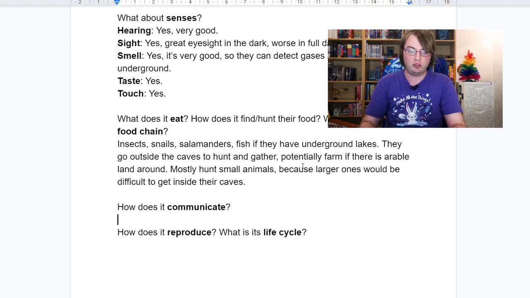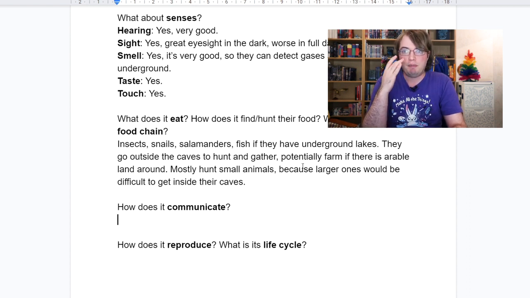The next question, how do they communicate? I'm thinking they communicate via sound, just like humans do. They have a language like ours, but I do think that their voices are very low, both in terms of volume and frequency, because otherwise it would echo a lot in caves.